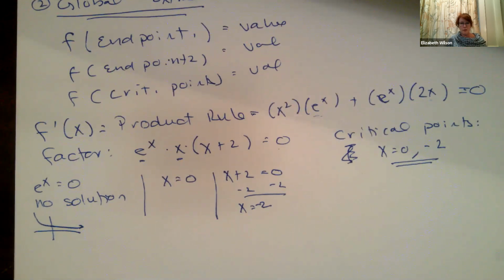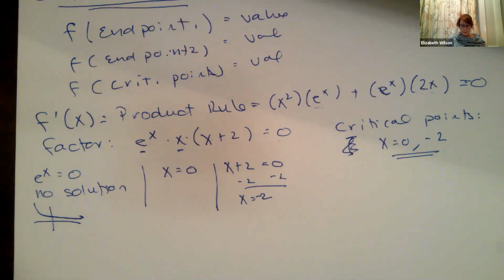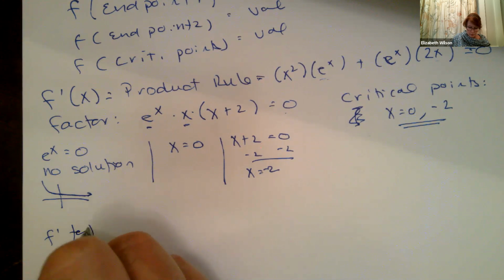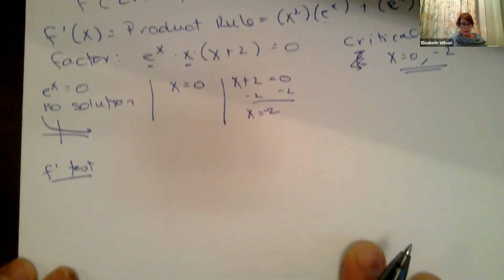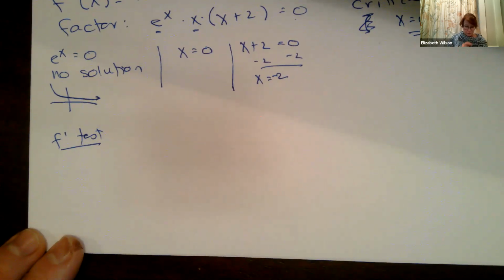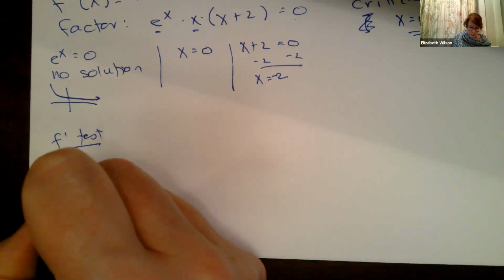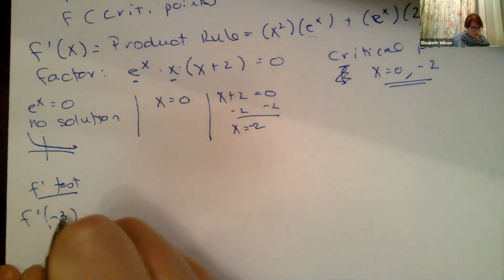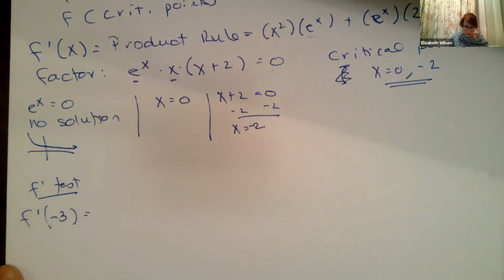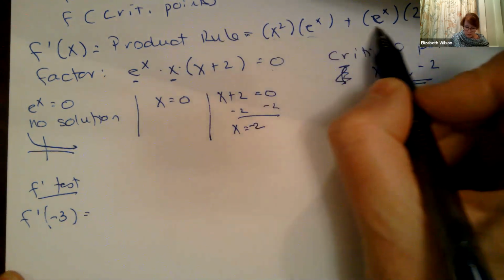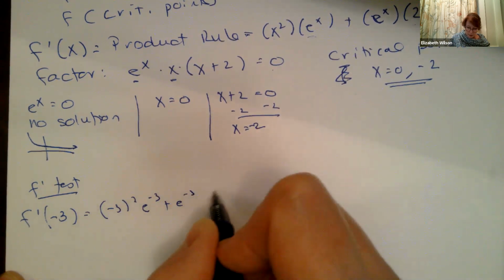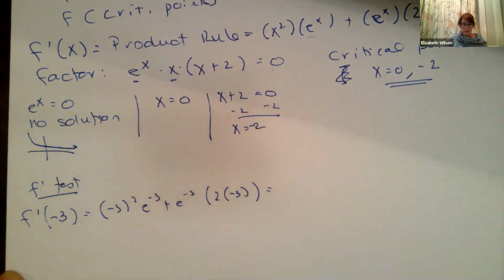Now I need to do a first derivative test or a second derivative test. I did a first derivative test just because I didn't feel like doing a product rule twice. So I'm going to check values around each critical point and see what I get. Since minus 2 was one of my critical points, I chose a value just slightly less than that, so I chose minus 3. I plugged that into my first derivative: minus 3 squared e to the minus 3 plus e to the minus 3 times 2 times minus 3, and I got some value.